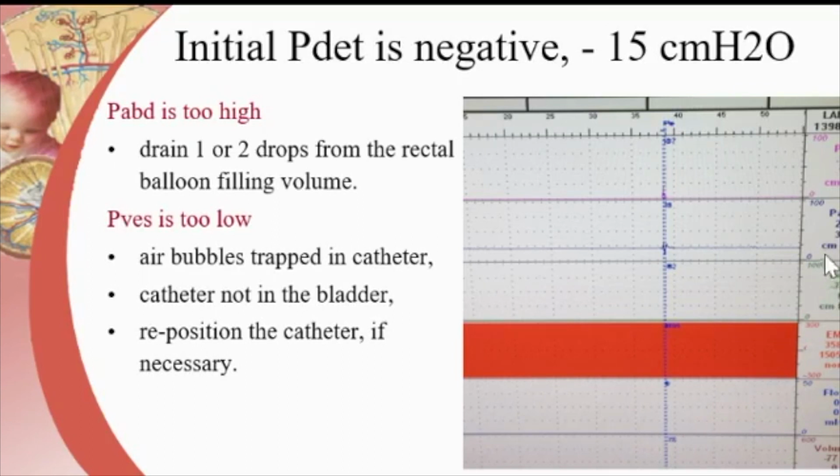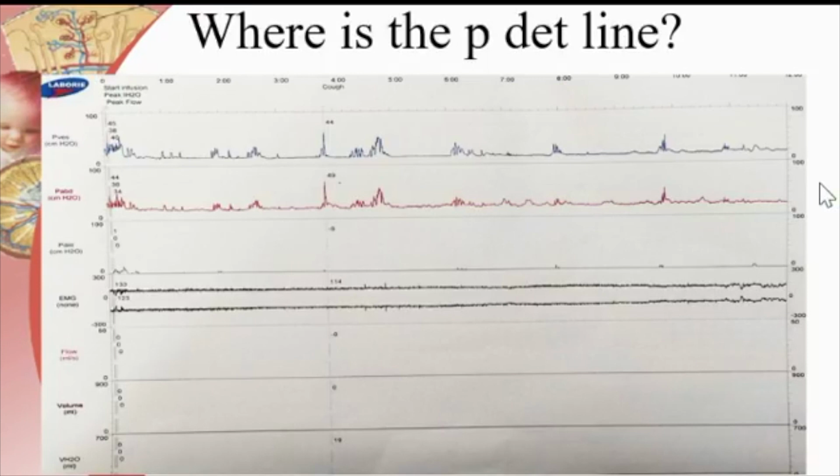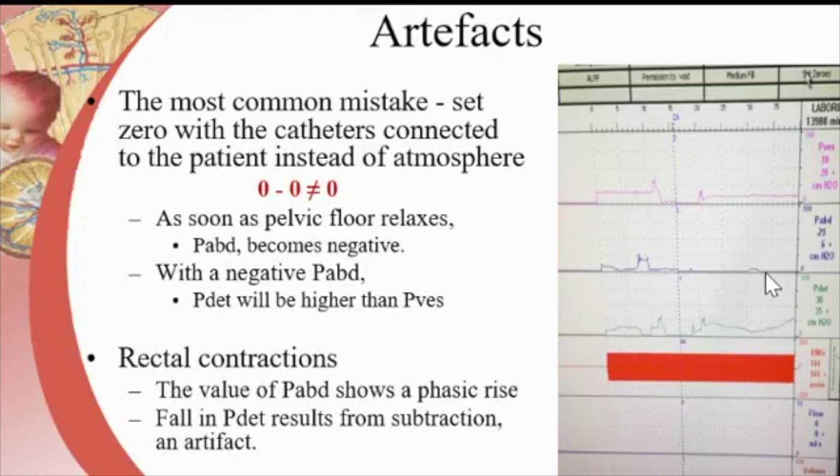So you have to make sure that the rectal line is generating proper pressure and it is more in line with the vesical line. So in this patient, if you notice, where is the P det line? You can't see the P det line. The reason is because when they started, they didn't zero properly. So what has happened is the vesical pressure was something like 30 or 40. The abdominal pressure was slightly higher than that. So the line was running below zero. It is running somewhere here. So you can't see the P det line.